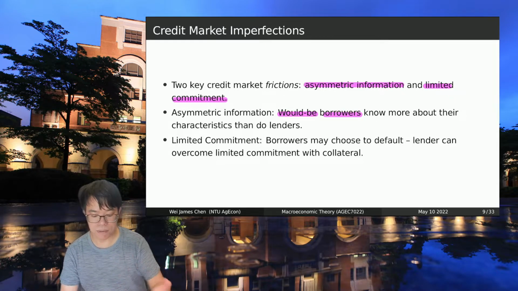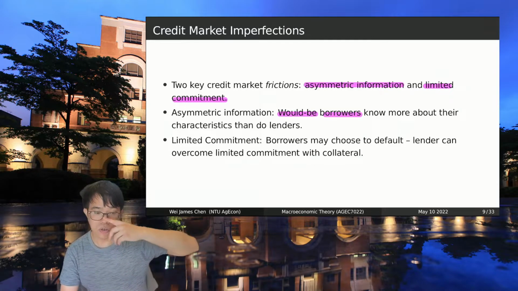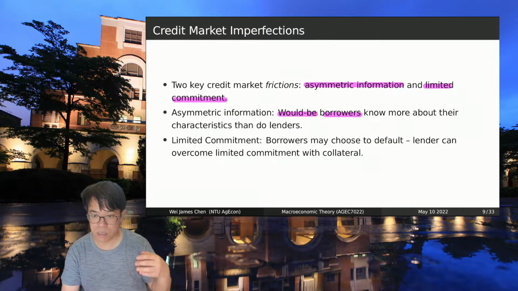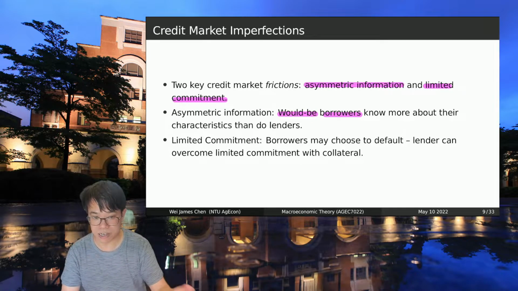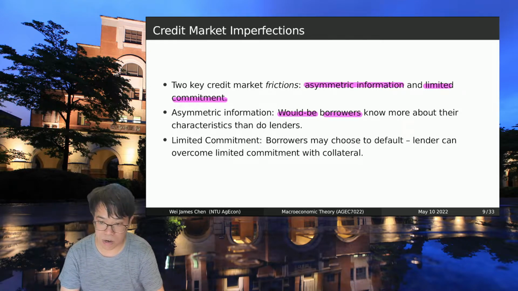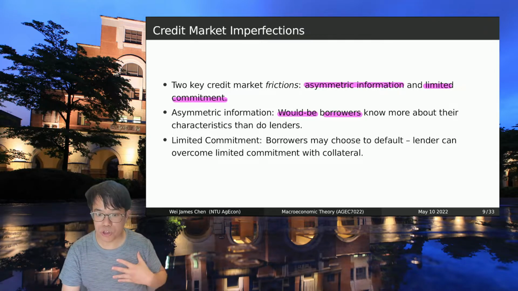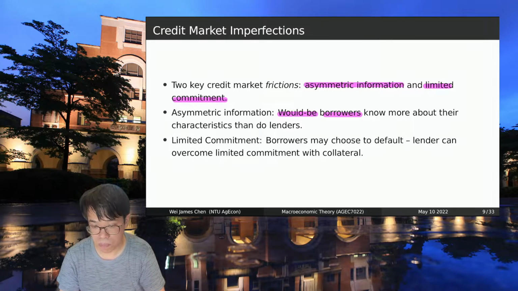So that's the asymmetric part of the information. That's like the usual asymmetric information model that we talk about in microeconomics, the lemon market, or lemon car market. I don't know if you learned that before, but basically that's the so-called second-hand car market. So you're trying to sell a second-hand car, a used car. Obviously, you know more about this car than who's going to buy this car from you, right?